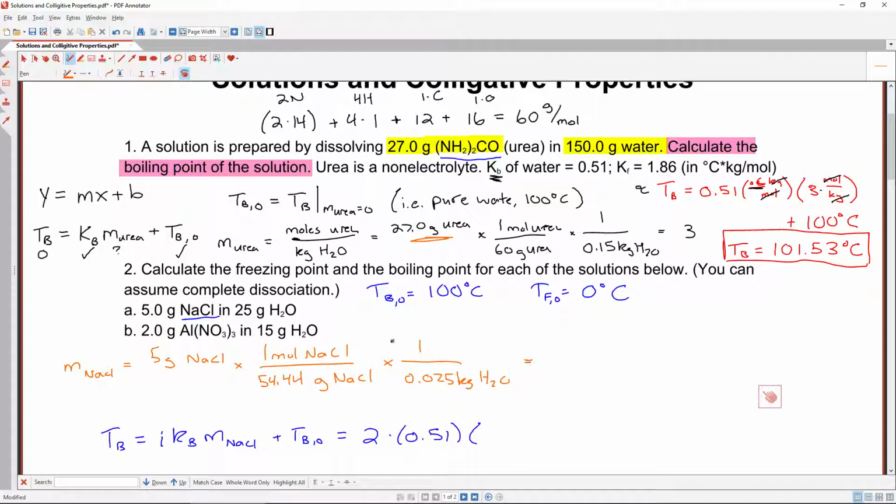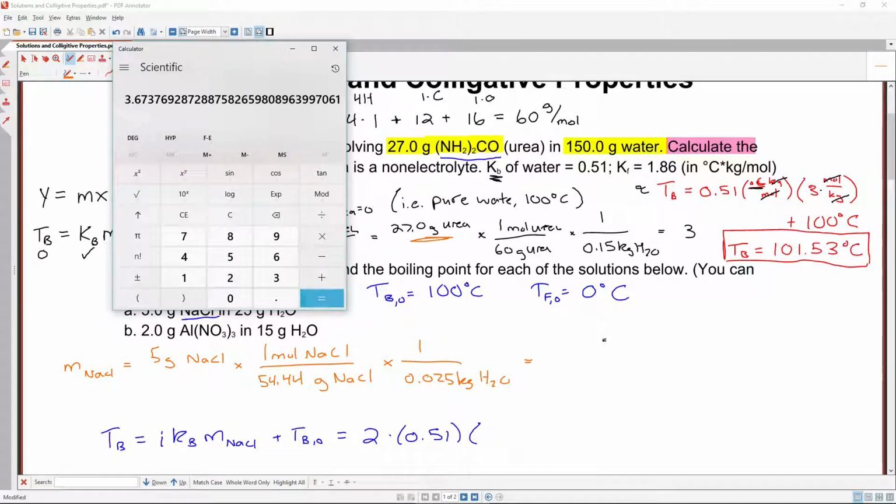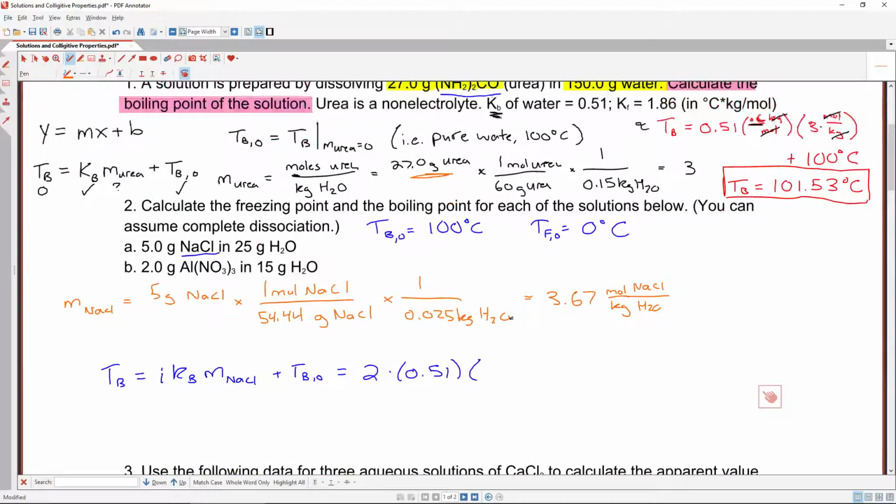And then we can compute that. Handy to get a calculator again. So, 5 divided by 54.44 equals that, divided by 0.025 equals that. So our molality is 3.67 moles per kilogram, moles NaCl per kilogram H2O. Okay. Wow, I don't have enough room for this.